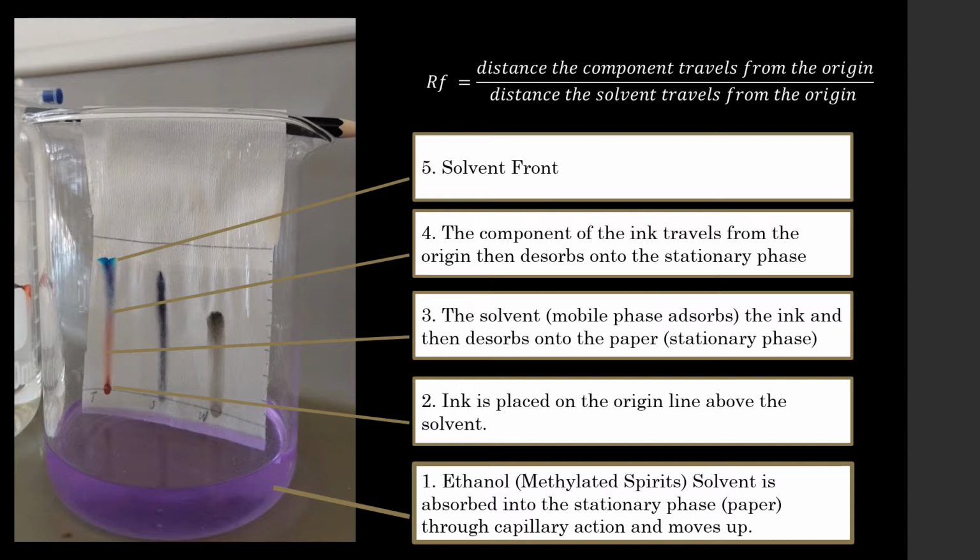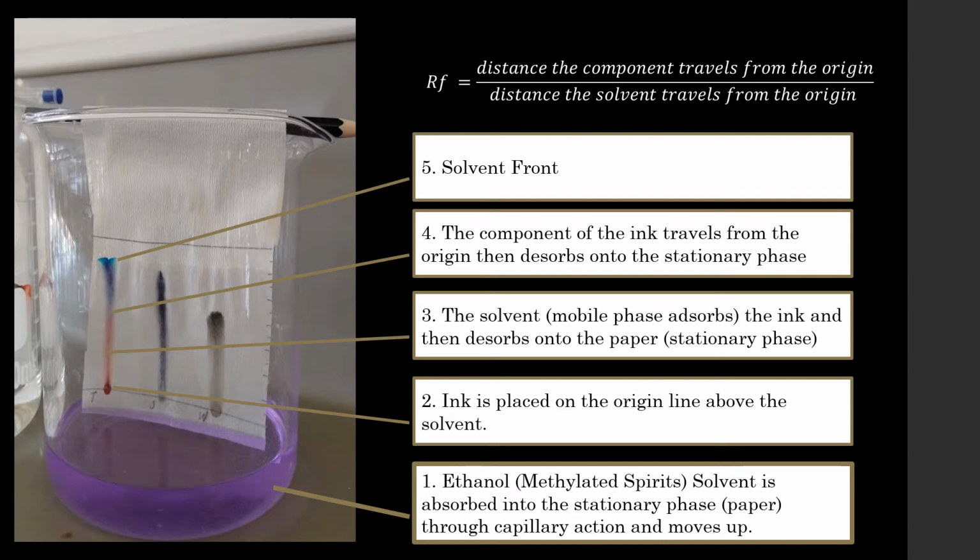So we've got ethanol or methylated spirits, which is the solvent, and it's absorbed into the stationary phase, which is the paper. Now it's going to be moving up through that paper. Now we put the ink on that origin line, and what's happening is that solvent is adsorbing the inks. Now the different components of the inks will then desorb back onto the paper, which is the stationary phase. Now the component of the ink travels from the origin and then desorbs onto the stationary phase, and then we have the solvent front right up the top.